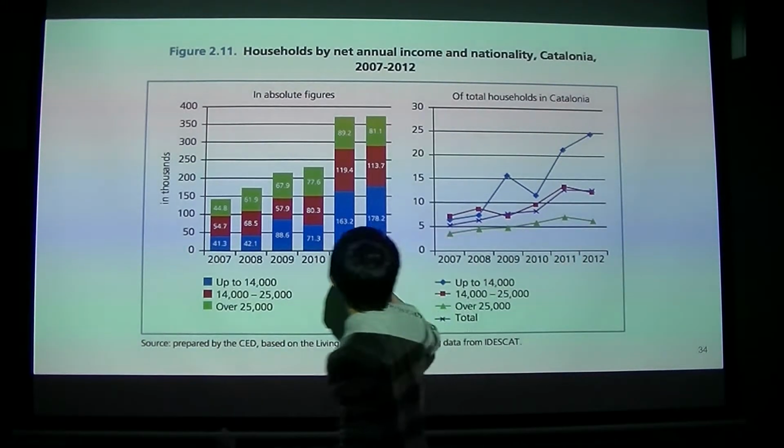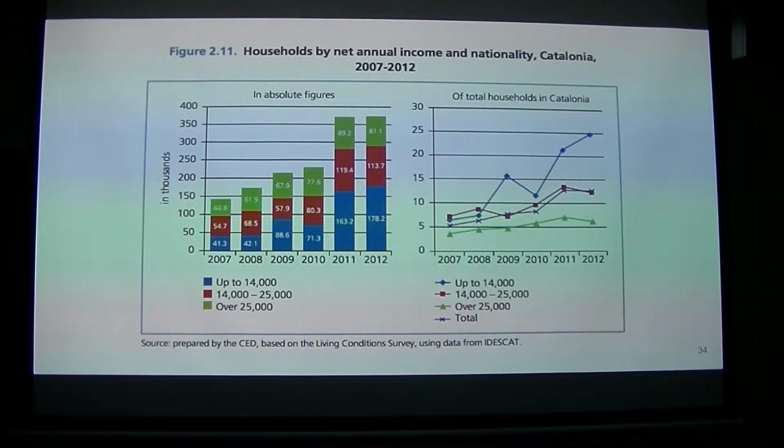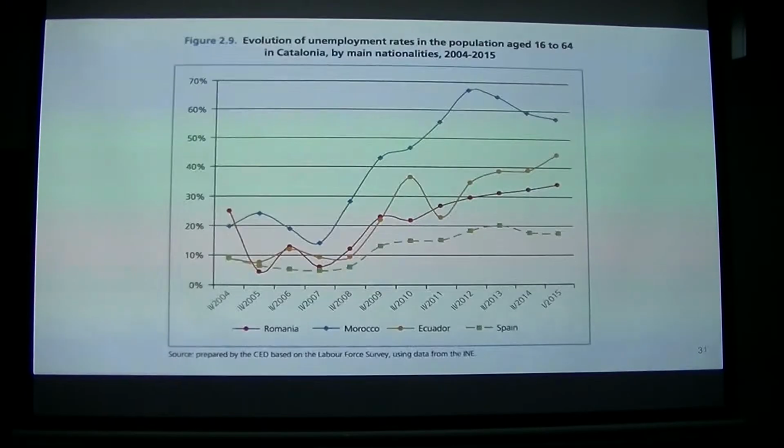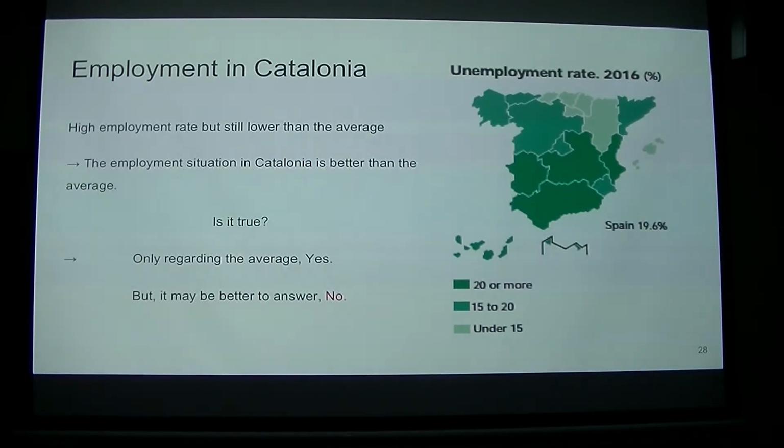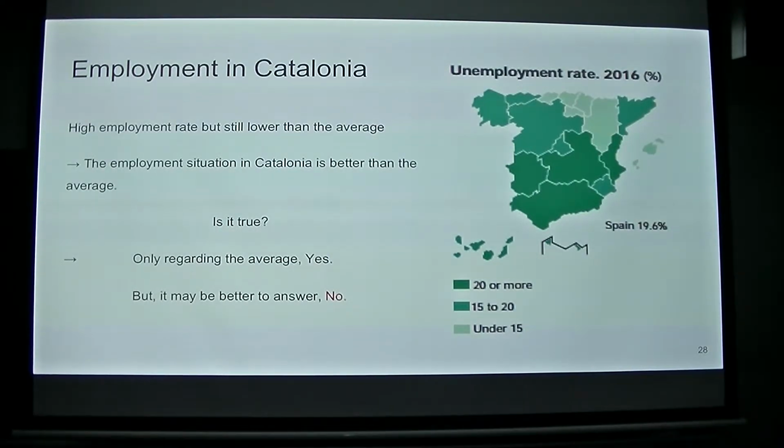And this is the same. Lower household by a net annual income nationality. So what I mentioned, only regarding the average, it can be better, but there's still a big problem in terms of the gap between the Spanish, maybe Spanish and immigrants, but even among the immigrants there's a difference.